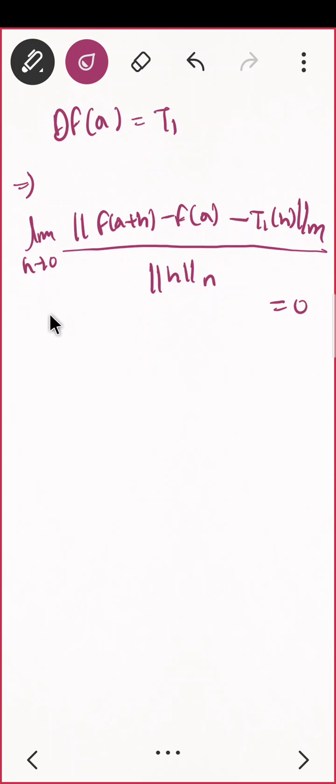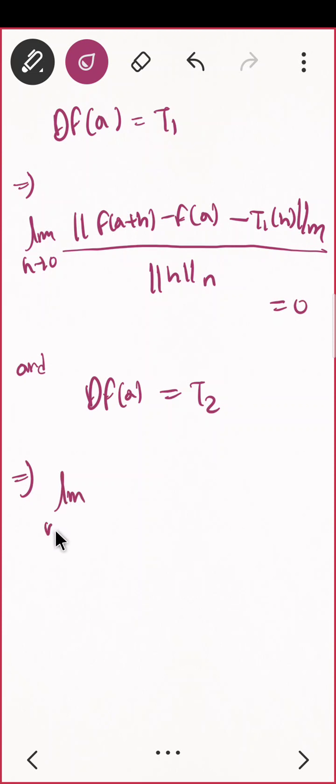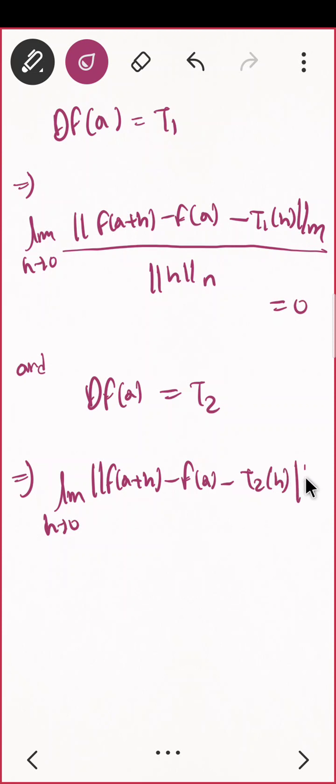This is the first thing, and the same thing, df of e equal to t2. What do you mean by that? That means limit h tending to 0 again, norm f of e plus h minus f of e minus t2 of h divided by norm h, that is 0. Correct? Okay.